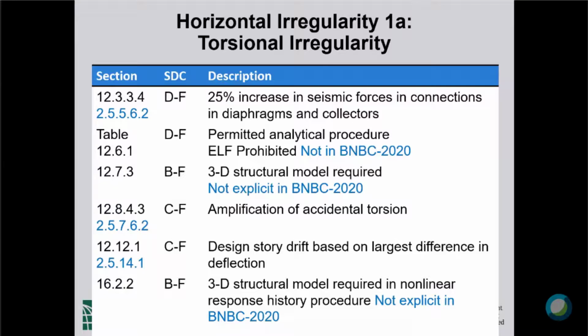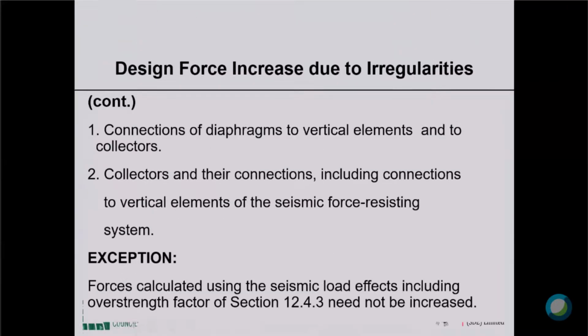Next section, amplification of accidental torsion. This is section 12.8.4.3 of ASCE 7 and 2.5.7.6.2 of BNBC 2020. We will take a look at that. The next thing is design story drift based on the largest difference in deflection. We will take a look at that also. So both of those requirements are in both documents. And finally, a 3D structural model is required in nonlinear response history analysis. I do not believe it is explicitly stated in BNBC, but it doesn't make any difference. So amplification of accidental torsion and design story drift, we will take a look at without coming back to this table.